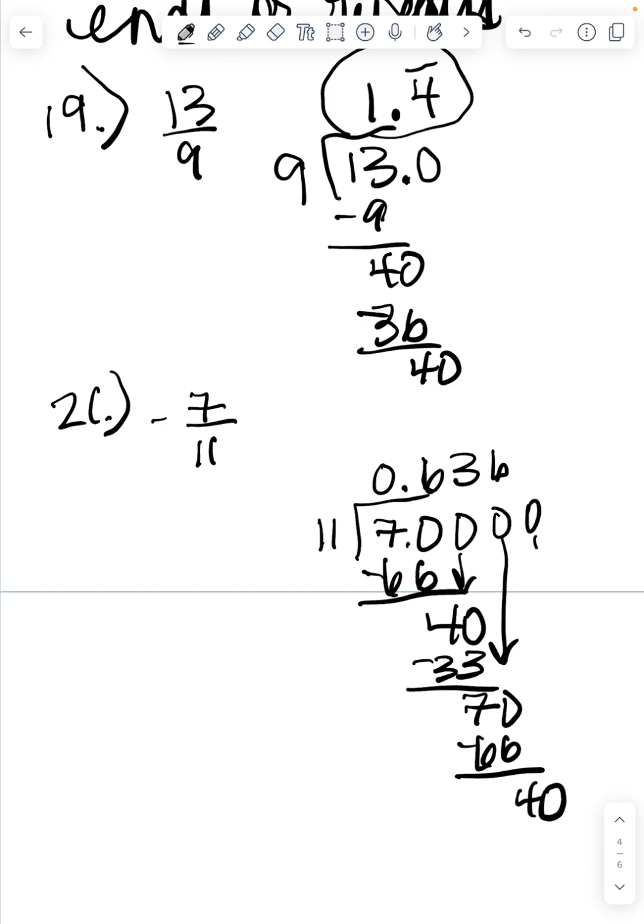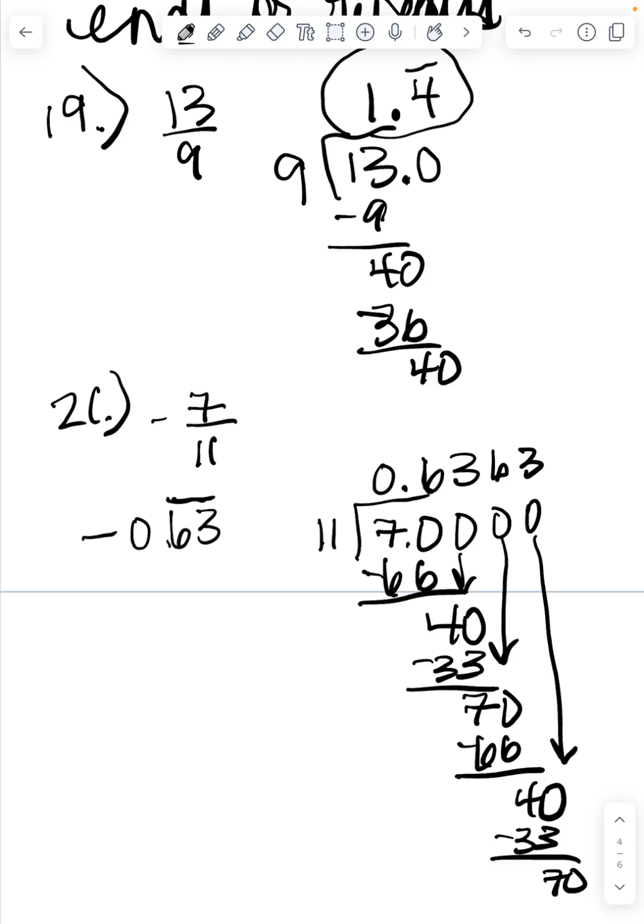And so here's where the pattern's coming in. I'm starting to see now. It's just going to keep bopping back and forth between the 6 and the 3. Okay, so we have the negative that was originally in the problem, 0 point, and the 6, 3 is what gets the repeater bar.